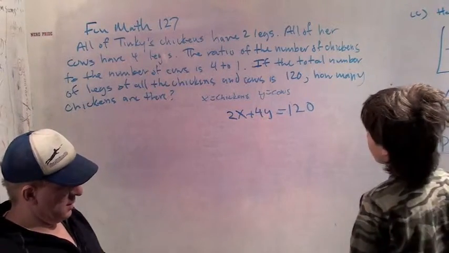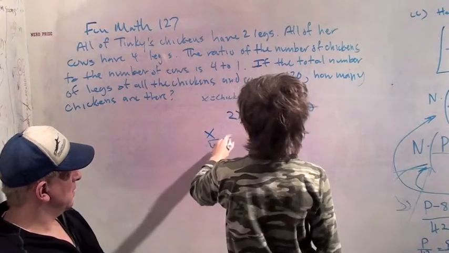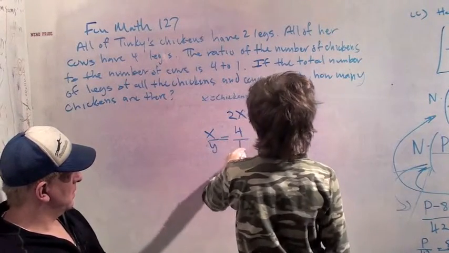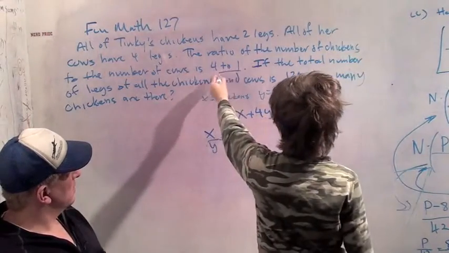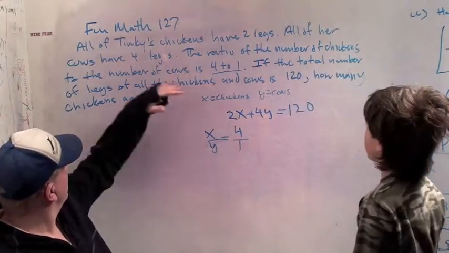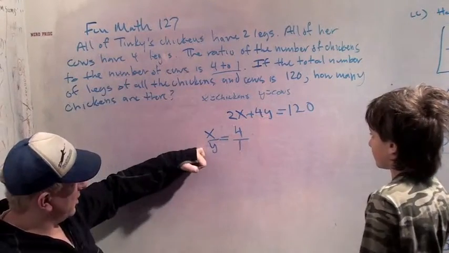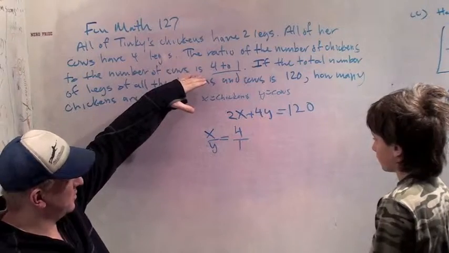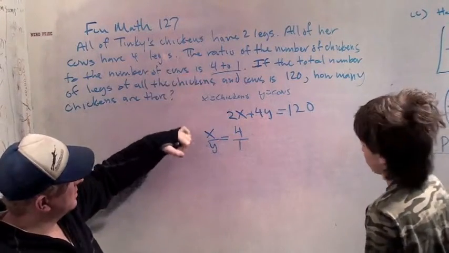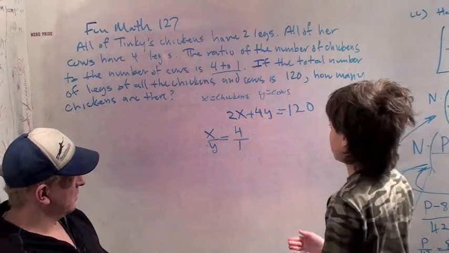Good. Well, now we know that x to y equals 4:1. And where does that come from? That comes from this ratio right here. The ratio of the number of chickens, which is x, to the number of cows, y, is 4:1. That sentence translated into the land of math is x over y equals 4:1. How does that help us?